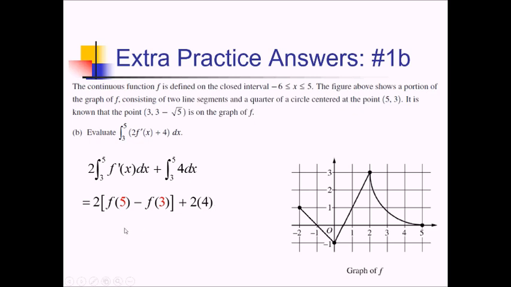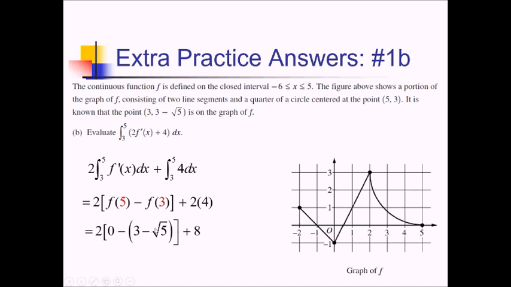All right, simplifying a little bit more. F of 5, I can actually look that up on the graph. F of 5 is 0, so I have 2 times 0 minus f of 3. F of 3, what is that? Oh, wait, that's that weird point that they gave us in the stem of the problem. So that's going to have a value of 3 minus radical 5. But since I'm subtracting all of that at once, I'm going to put it in a big parentheses here, just so I don't lose anything and mess up my signs. And then out here, 2 times 4 is 8.